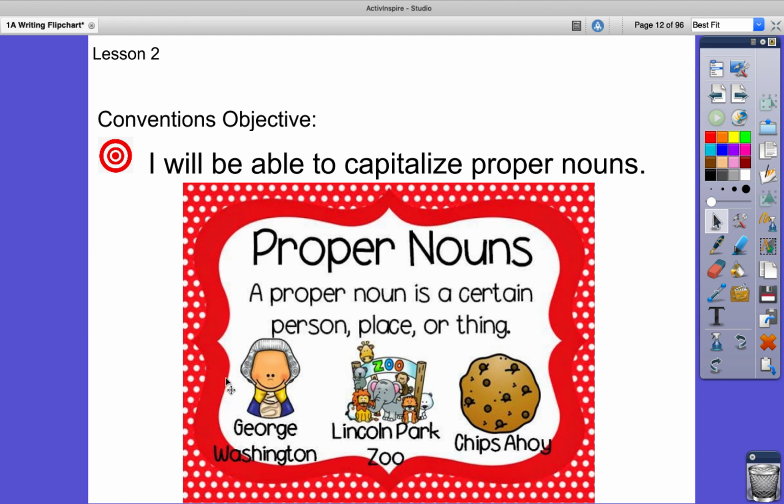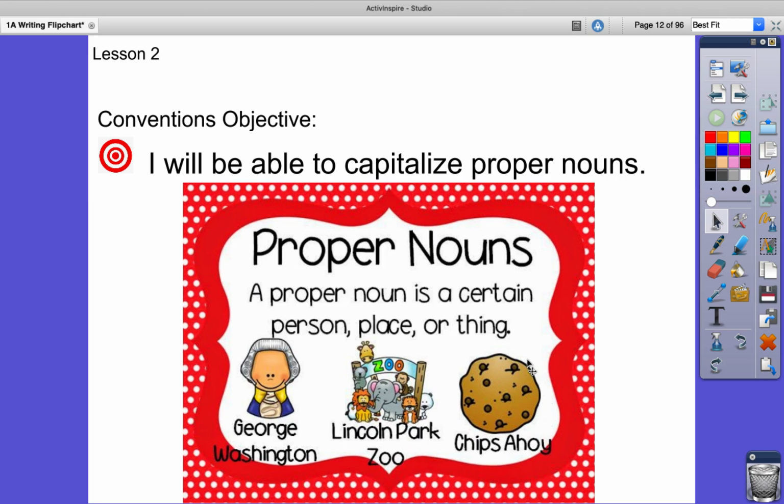So if I look at this first picture, I'm naming the first president of the United States. Since it's a name, I have to capitalize the G in George and the W in Washington, just like we capitalize our first and last name. The next example, if I were just to say I'm going to the zoo, I would not need a capital Z. But if I name the zoo, the Lincoln Park Zoo, I have to capitalize the L in Lincoln, the P in Park, and the Z in zoo.